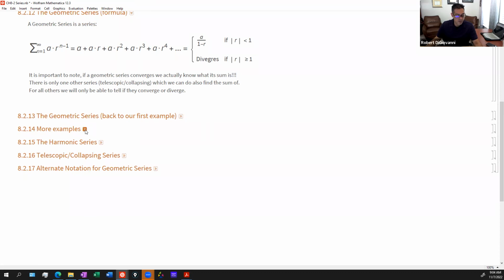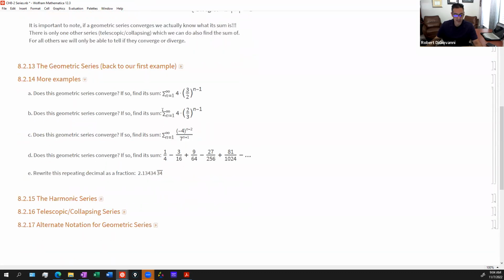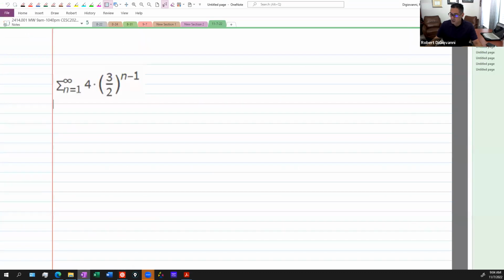So I wanted to give you some more examples to look at. So we're going to do these examples right here. We'll do these on a separate page. So there we go, there's our first example. So we want to know what's going on with this series. Does it converge or diverge?